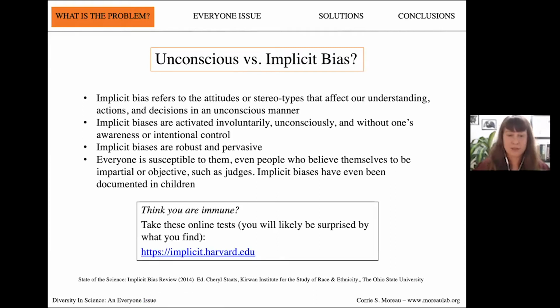And one thing I would actually encourage you all to do is to go to this online series of tests that you can take to actually learn about where your implicit biases are. Everyone has them. And so this Harvard website has a whole suite of implicit bias tests you can take across almost every axis of diversity that you can imagine so that you get a better understanding of your own implicit biases. And I'll actually talk about how you can overcome some of these.